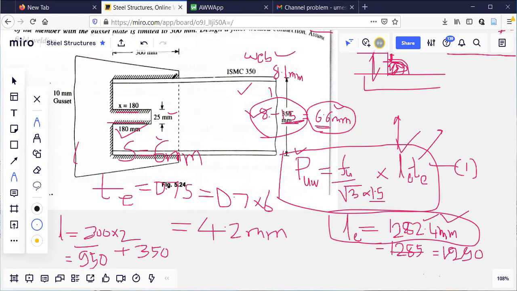So now if you measure the length, it will be more than 1282. You measure this top 300, bottom 300, this much. How much is this? It is 350 minus 25 for this height, and the same for the bottom height. Together it is 350 minus 25, plus 180 on this side and 180 on this side inside. It will be more than 1282.4. So this is how the design is done.